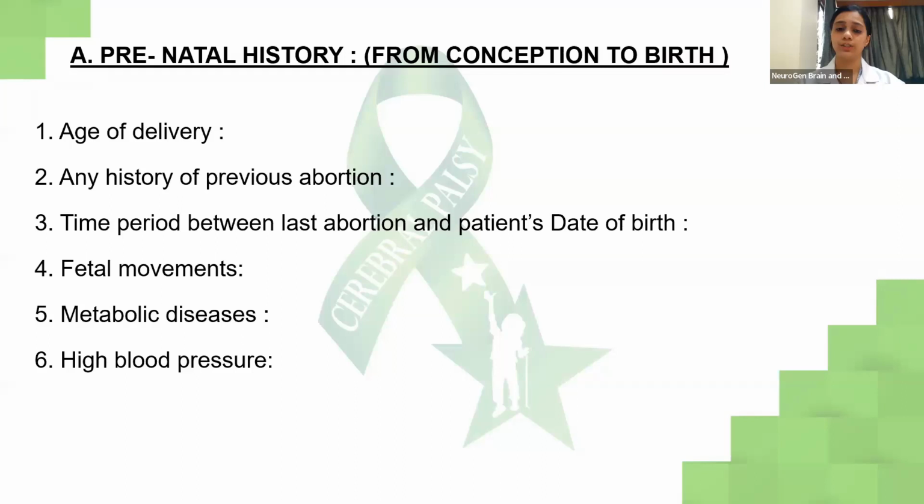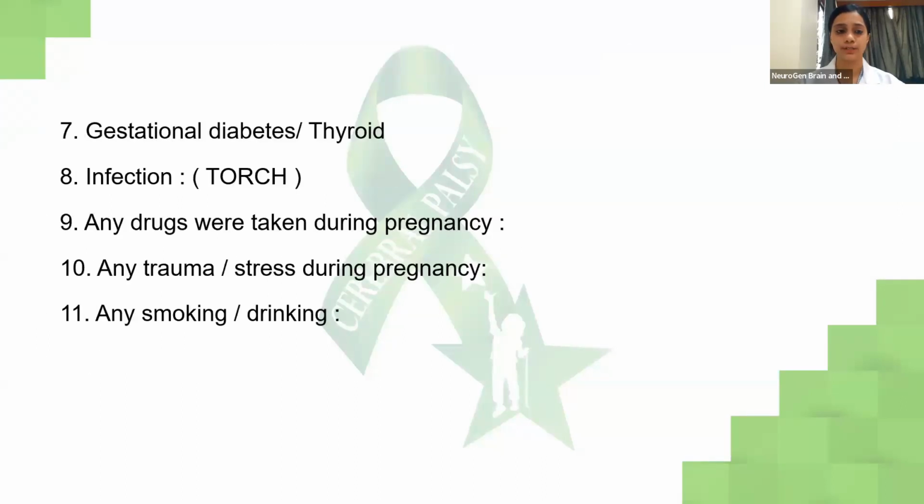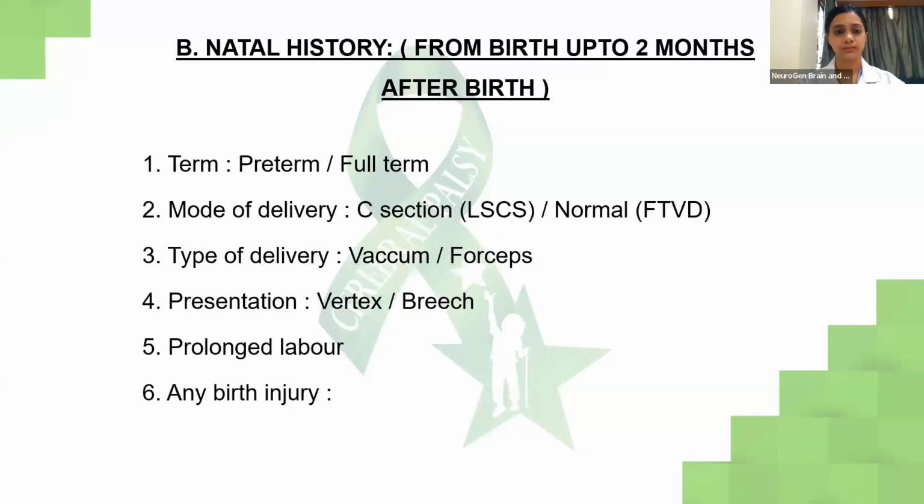If the mother had any history of metabolic diseases, high blood pressure, gestational diabetes, thyroid, or infection like toxoplasmosis, rubella, cytomegalovirus, or hepatitis virus. If any medications or drugs were taken during pregnancy, if she had any trauma or stress during pregnancy, any history of smoking or drinking also needs to be mentioned. Moving on to the natal history.